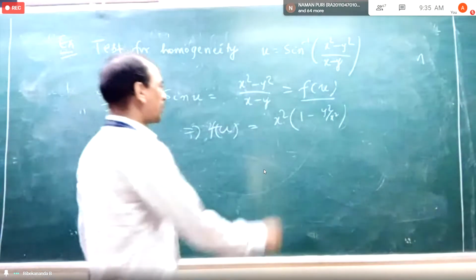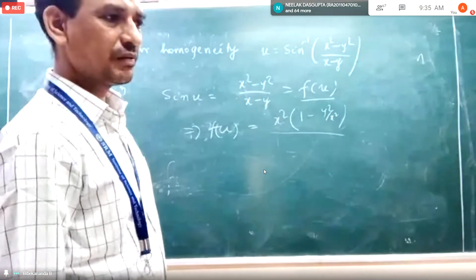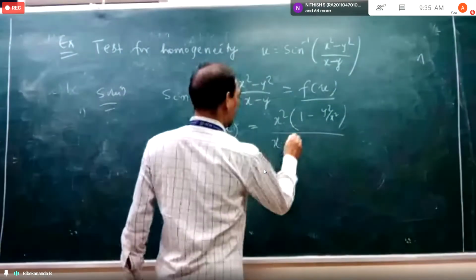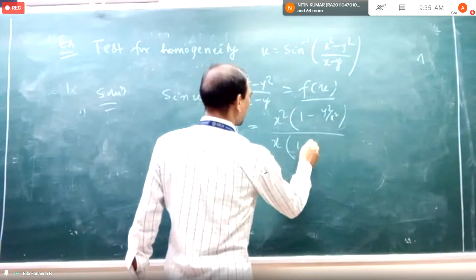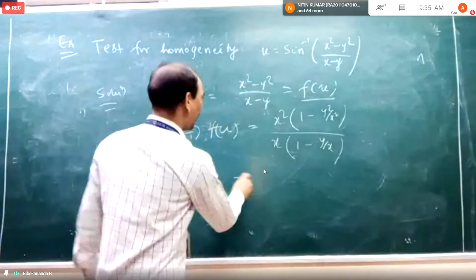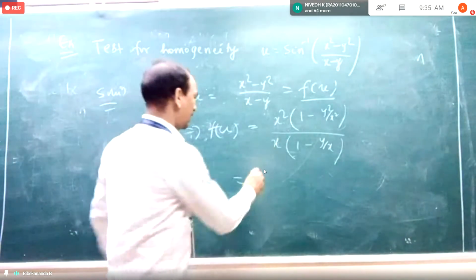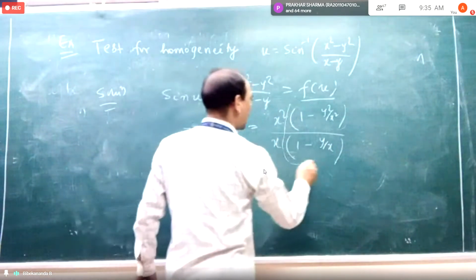In the denominator, what is the minimum degree of x? 1, sir. So we will take x common. What is the remaining term? 1 minus y by x. Now, in the numerator x square is there, in the denominator x is there, so we can write x.